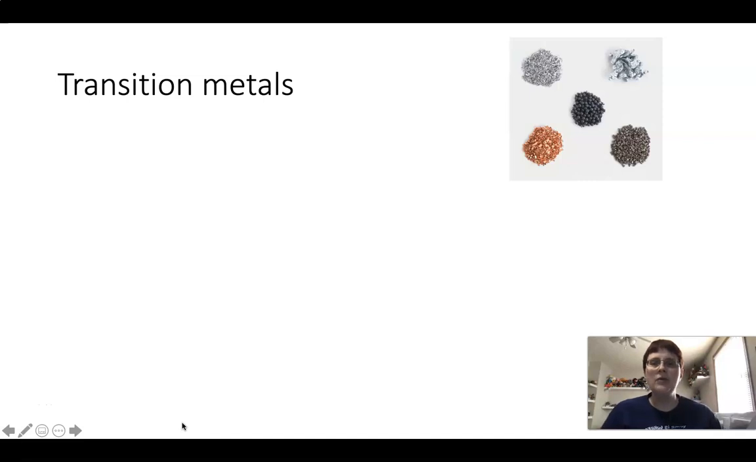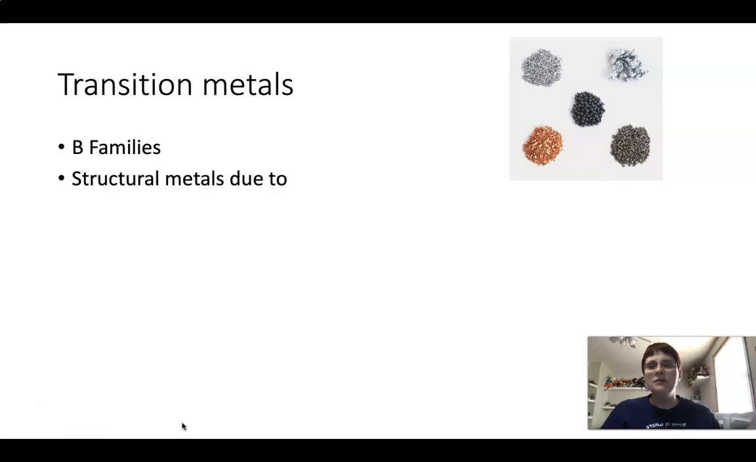Picking back up with more on the groups or families on the periodic table. The next one is the transition metals. So these are all of the B families, all of the ones that are between the big columns on the periodic table. These are what we call the structural metals. So things like lead, copper, zinc, silver, gold.